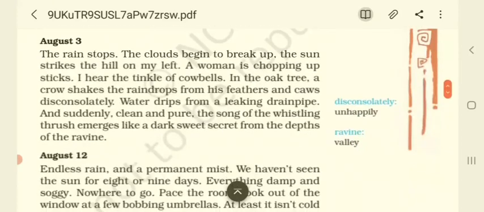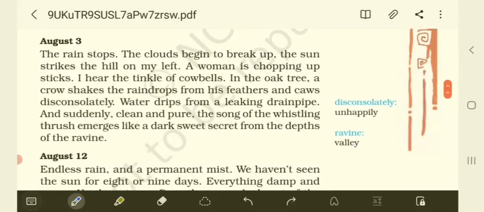Now let's move on to the next day, August 3. There will be some days gap before he brings out the next update, isn't it? So what are we going to read? Disconsolately means unhappily. The rain stops. By August 3, the clouds begin to break up, the sun strikes the hill on my left. A woman is chopping up sticks. Beautiful, a typical hilly area is being described.